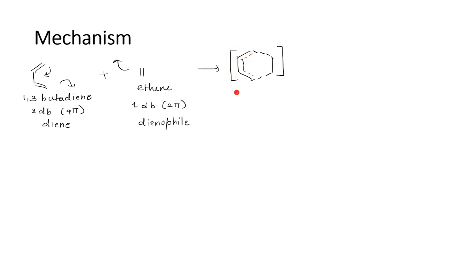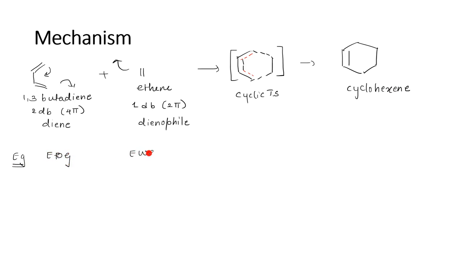Okay, so a new bond is formed, and this is called a cyclic transition state. As soon as you get this, you get your product. This is what your product looks like. What is this? This is nothing but a cyclohexane system. Now, depending upon the substitution, you can have either electron donating groups or electron withdrawing groups.